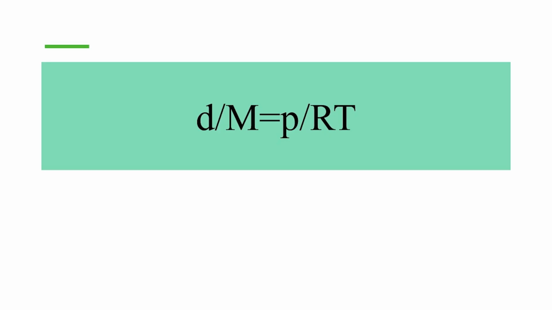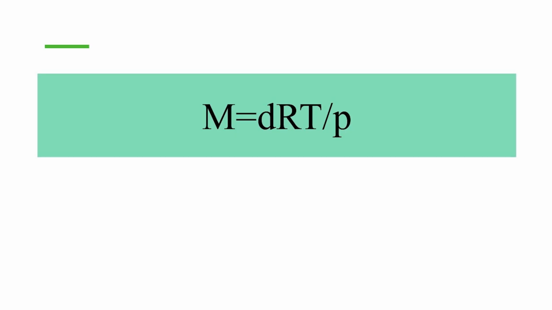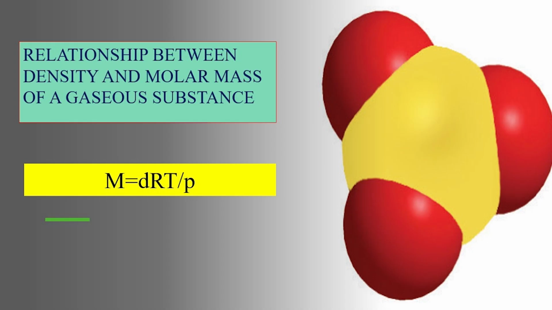We know that m by V is equal to density. So we can write d divided by M equal to P by RT. What is d? d is the density. On rearranging, the equation becomes M is equal to dRT by P. This equation gives the relationship between density and molar mass of a gaseous substance. Gases having higher molar mass have higher density because they are directly proportional.